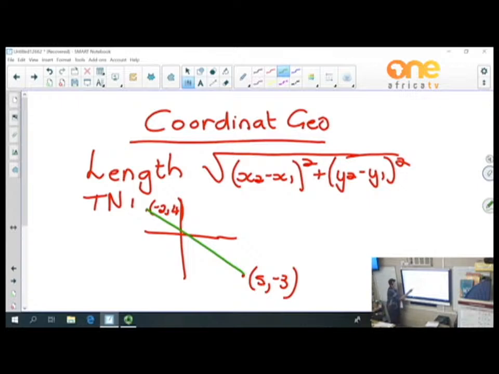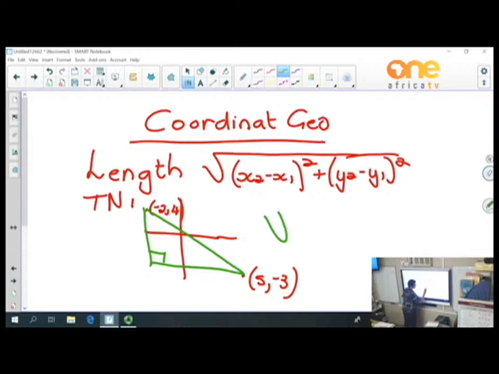This always forms a right angle triangle. And this is why we can use Pythagoras to calculate that length. So it's actually the hypotenuse that you are calculating there. Which one is the first, this one or this one? Actually, it doesn't matter. The signs will cancel out, so it won't matter. You can start with any one. Just to make it easier, we'll take this one as the first one, and this one is the second one.